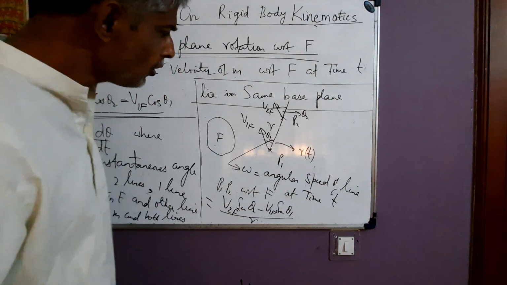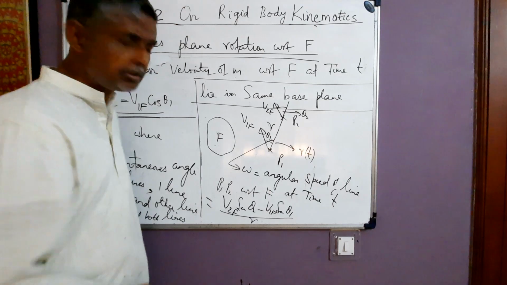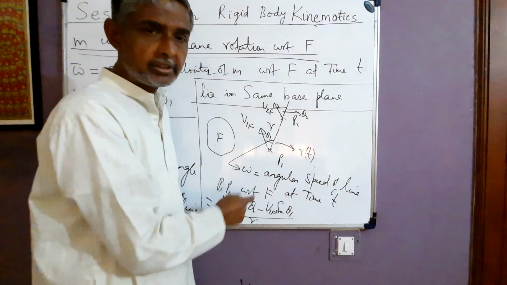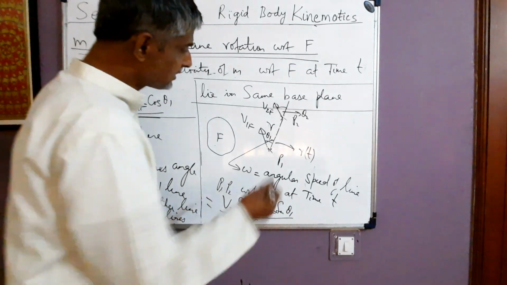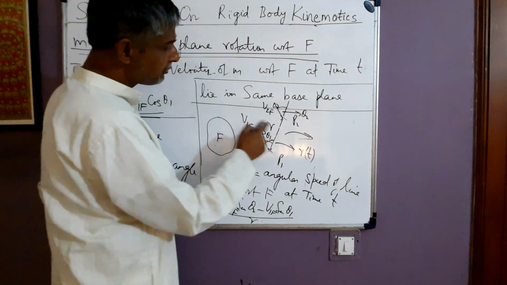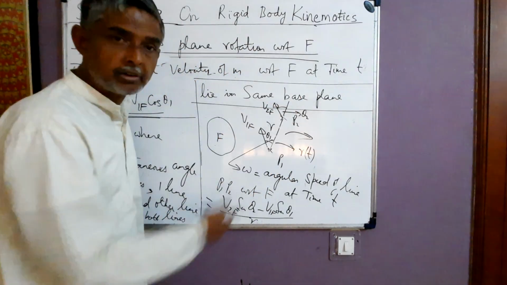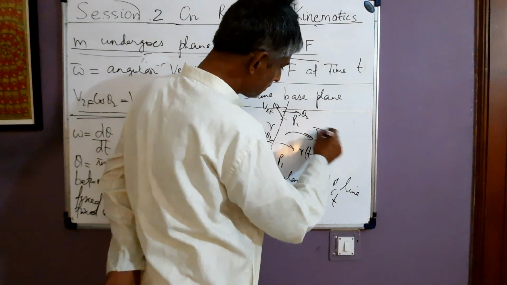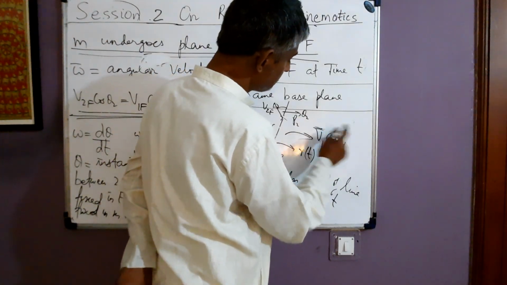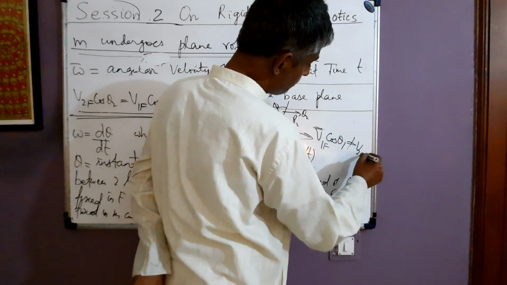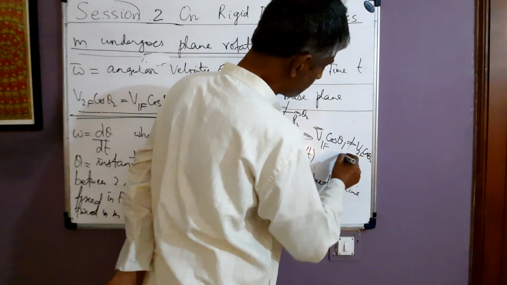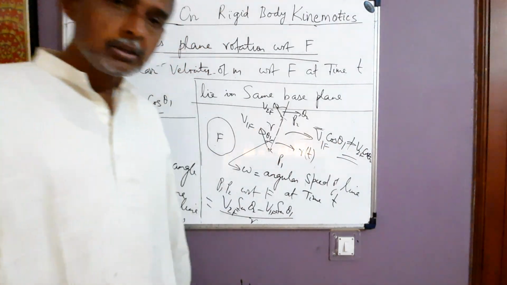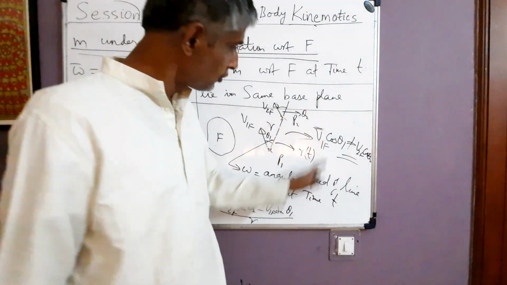Only one thing which we cannot use in this case: since the separation between P1 and P2 is not constant and r changes with time, we cannot say that the components of the velocities of P1 and P2 along the line joining them are equal. We cannot say that v1F cos theta 1 is equal to v2F cos theta 2. This is valid only when the separation between these two points is constant, but in this case the separation changes with time. So this we cannot say.